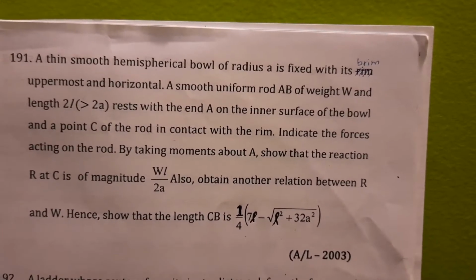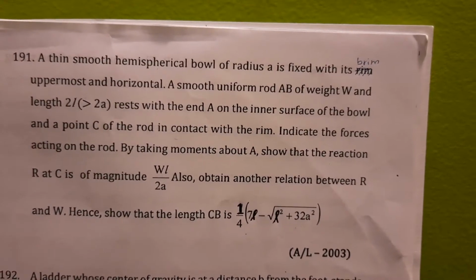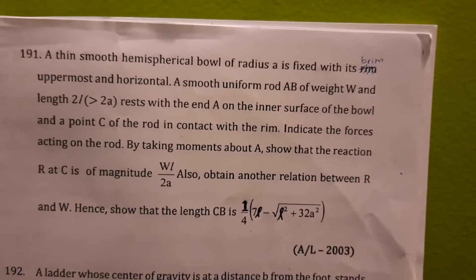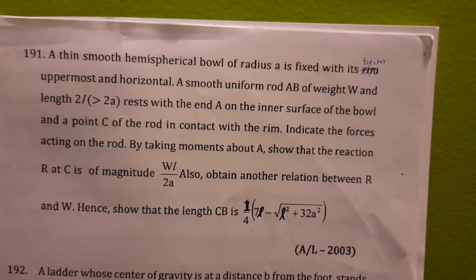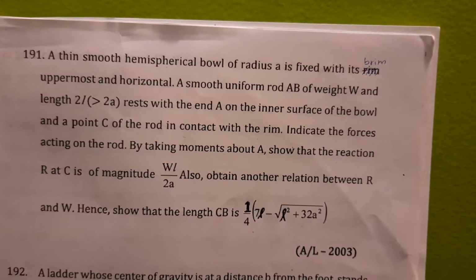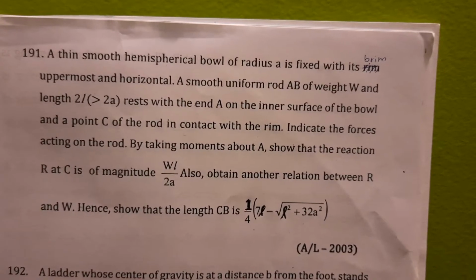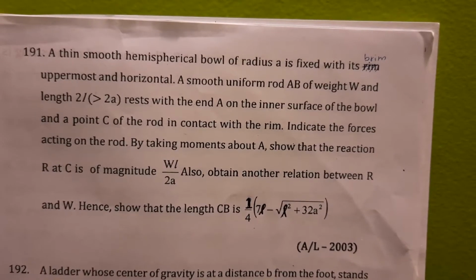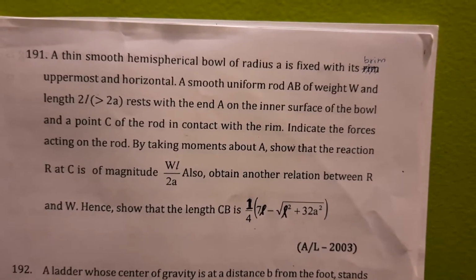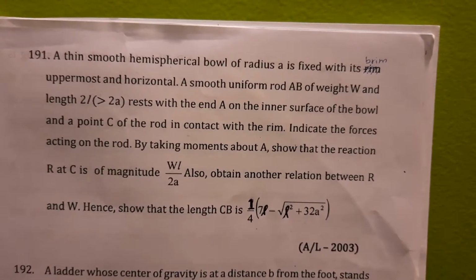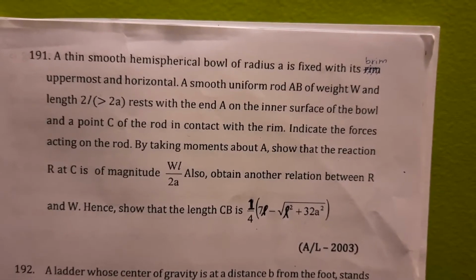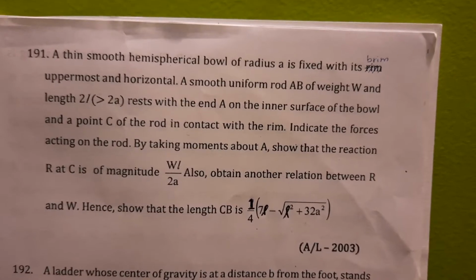Today we'll be doing the 2003 A-Level equilibrium question. The question is: a thin smooth hemispherical bowl of radius A is fixed with its brim uppermost and horizontal. A smooth uniform rod AB of weight W and length 2L, and in brackets they've said that 2L is greater than 2A, rests with the end A on the inner surface of the bowl and the point C of the rod is in contact with the rim.